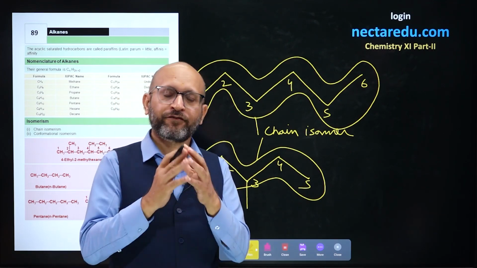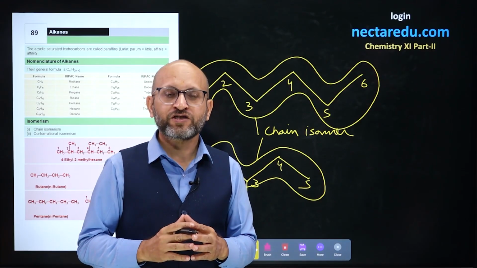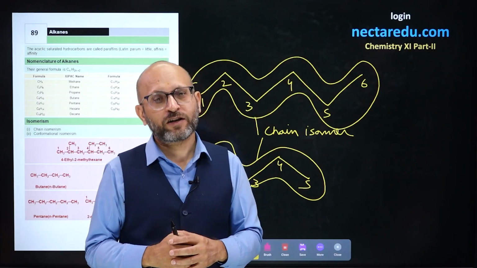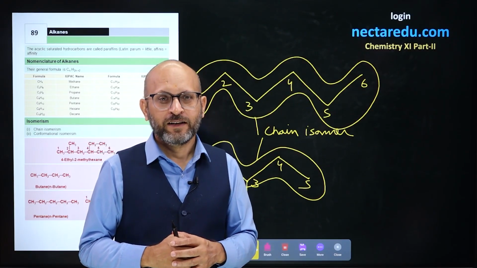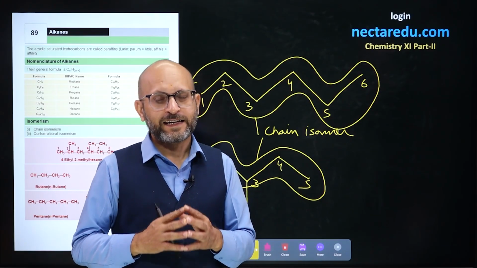Similarly, in conformational isomers, we will have a number of isomers which have originated due to free rotation along the carbon-carbon single bond. So we will be studying about them in detail in further classes. Thank you.